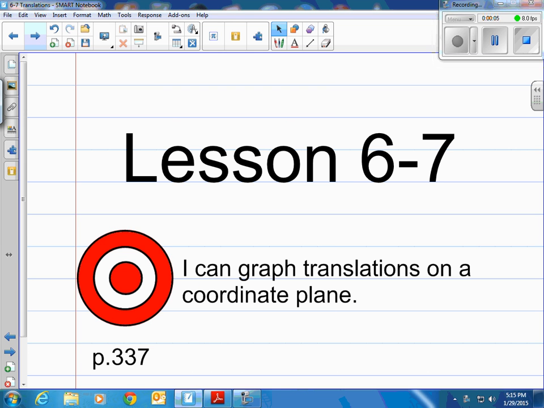This is lesson 6-7 in our book on page 337. The target is I can graph translations on a coordinate plane.